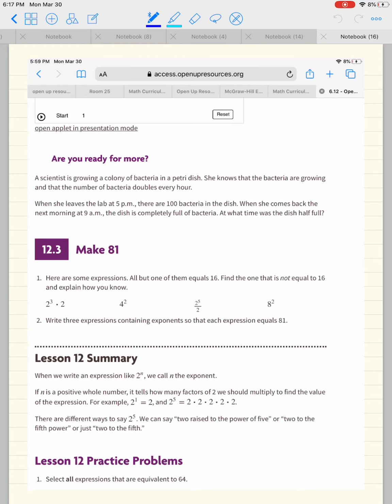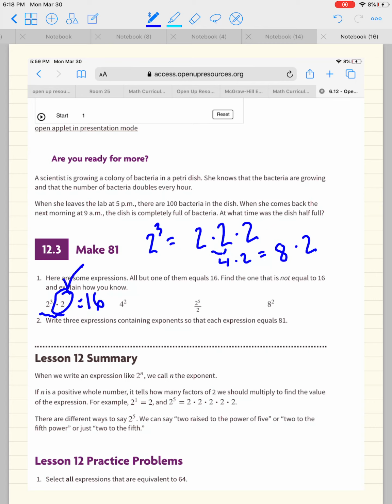So let's go ahead and look at the first one. 2 to the third power times 2. So remember, this is not 2 times 3 times 2. It's 2 to the third power, which is equal to 2 times 2 times 2. Okay? 2 times 2 times 2 is equal to 4 times 2, which is 8. Now we have another times 2 here. And so 8 times 2 is 16. So this one works.